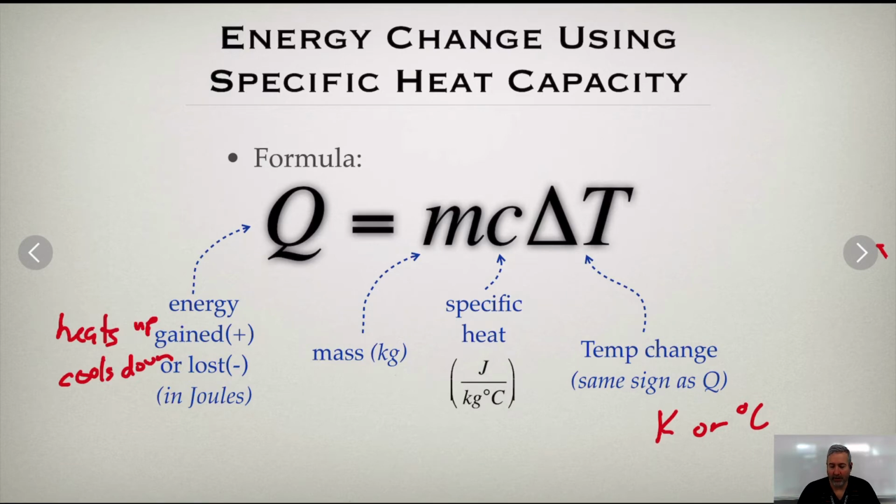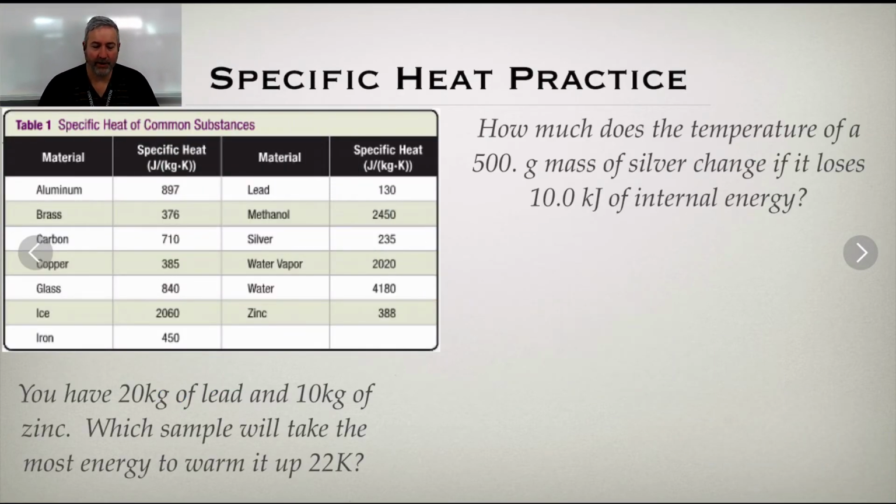So let me show you a couple examples here. All right, here's a table of specific heat, the same table as what we had in slide 2, and a typical couple of questions. How much does the temperature of a 500 gram mass of silver change if it loses 10 kilojoules of internal energy? Now, 500 grams is 0.5 kilograms.